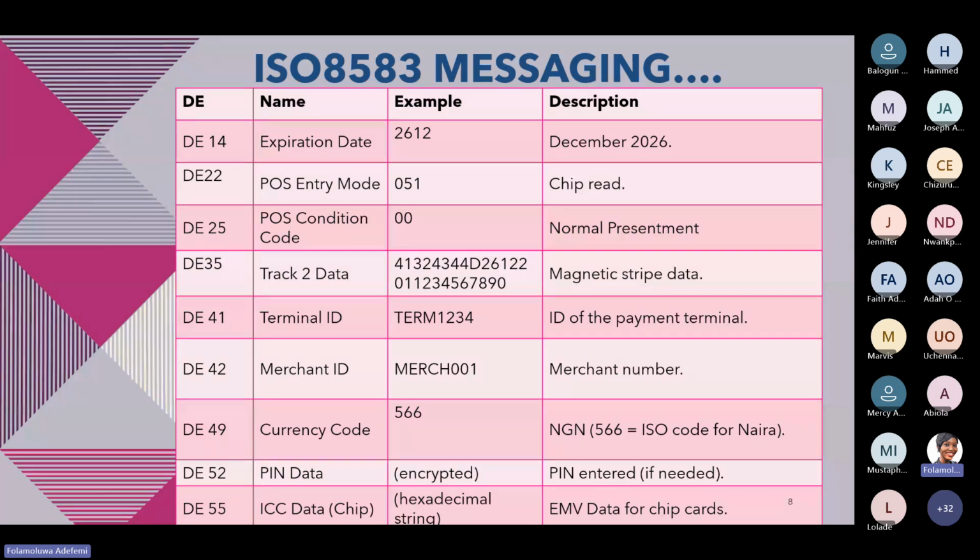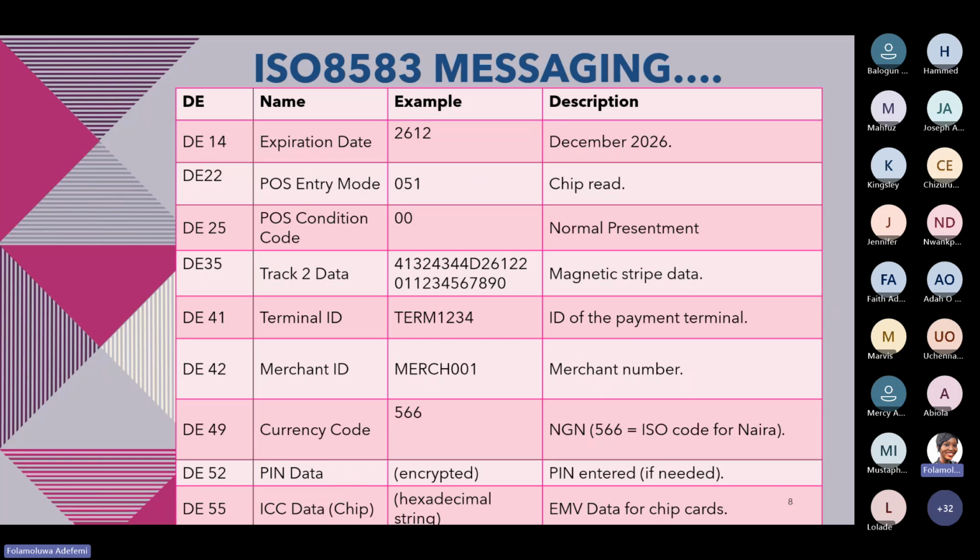Data element 41, we have the terminal ID, which is the ID of the payment terminal. We have in data element 42, the merchant ID, which is the merchant number. We have the currency code, which identifies the kind of currency that is being used. So for Naira, we're speaking only Naira now, proudly Nigerian, we have 566, that is the universal ISO currency code for the Naira. So field 49 pretty much contains the currency code.